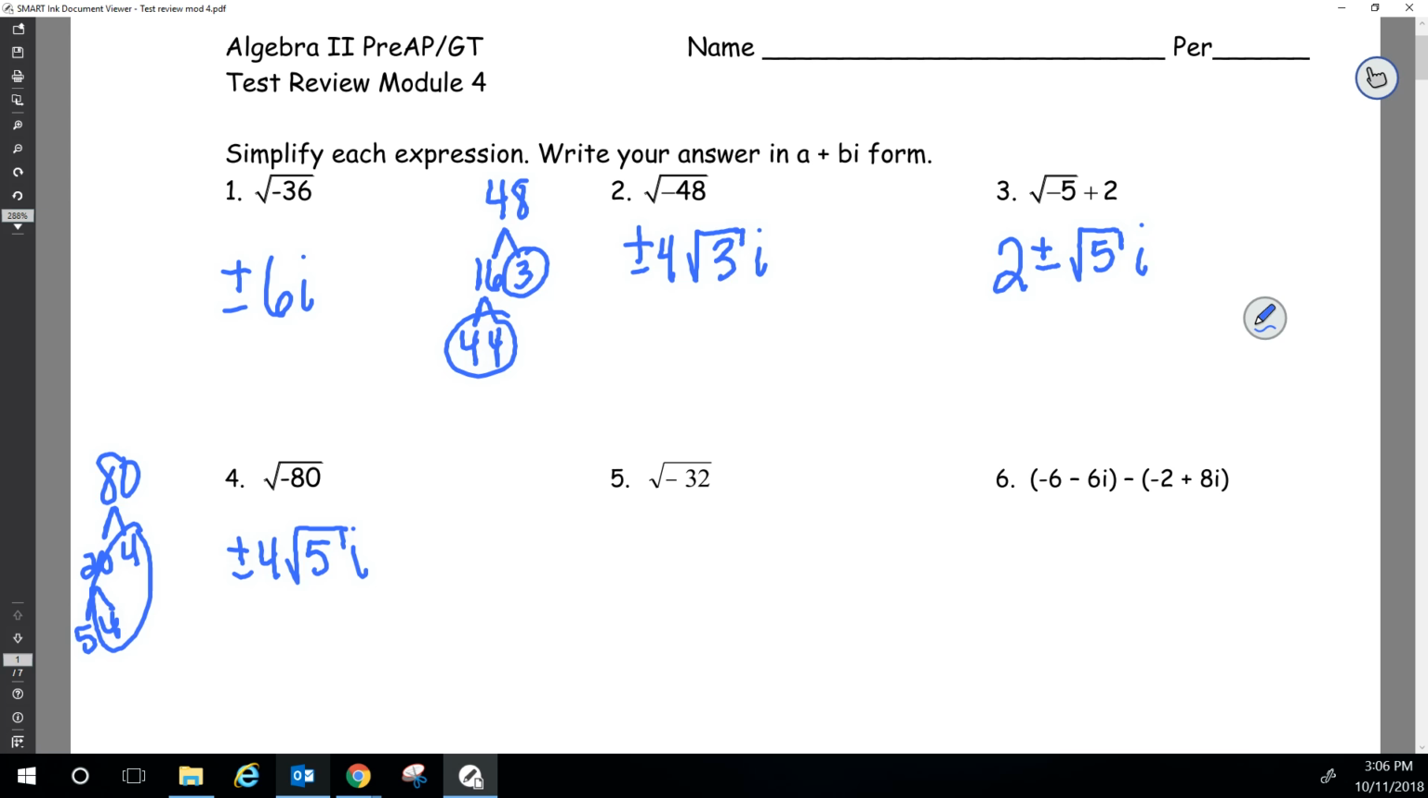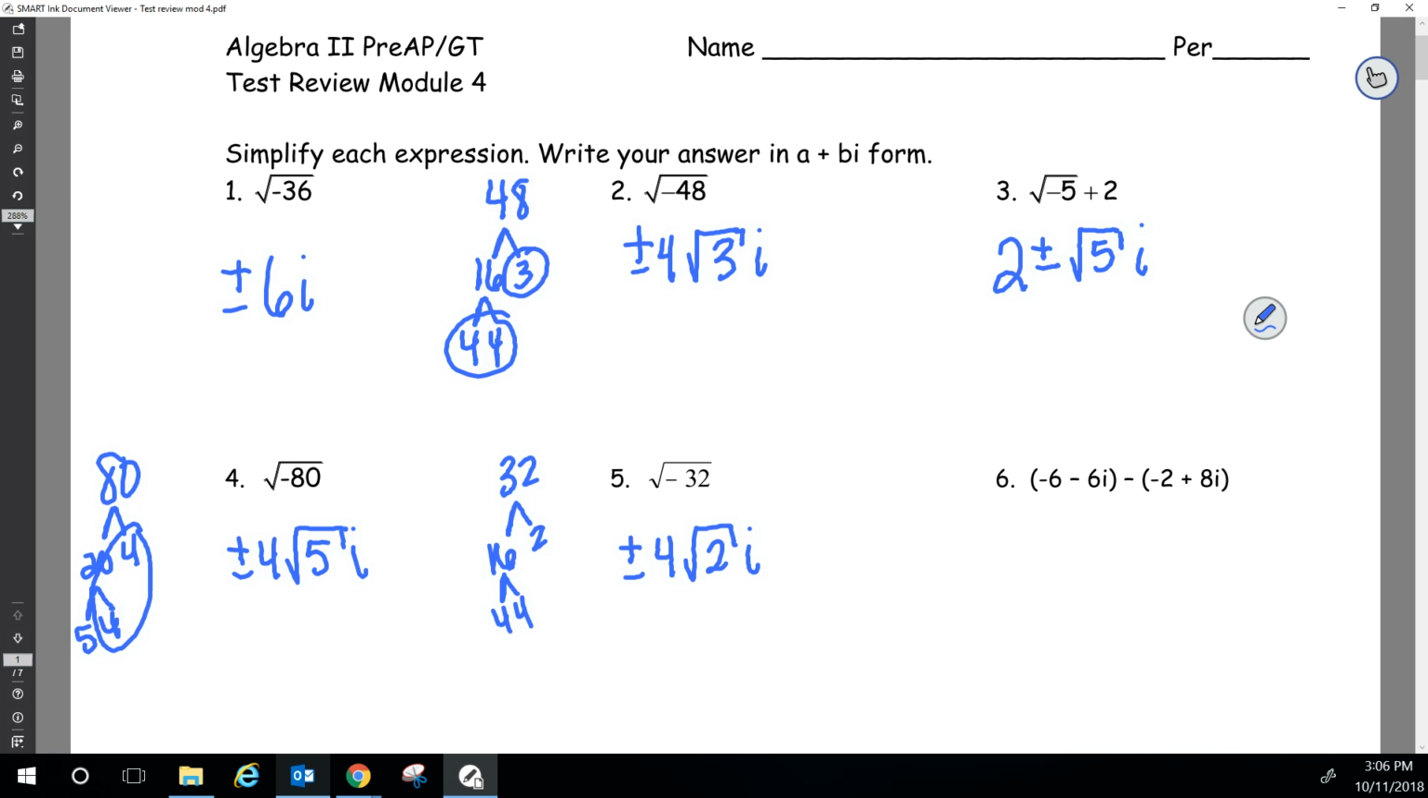Same thing for 32. 32 is 16 times 2. 16 is 4 times 4. So this is plus or minus 4 on the outside, 2 stuck inside, taking out the negative as an i.